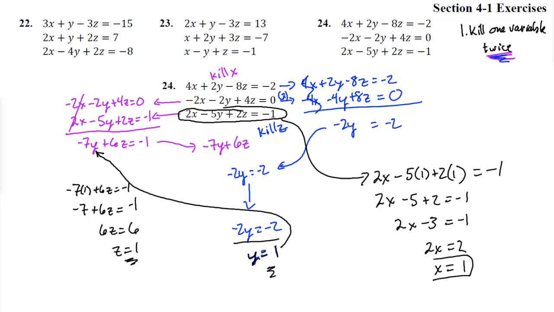All 3 of them are 1. X is 1, y is 1, z is 1. And yes, you can actually check these. If you stick 1, 1, 1, 4 plus 2 minus 8 is a negative 2. Negative 2 times 1 minus 2 times 1, that's a negative 4, plus 4 times 1 is indeed 0. And 2 minus 5 plus 2 is a negative 1. So there you have it.